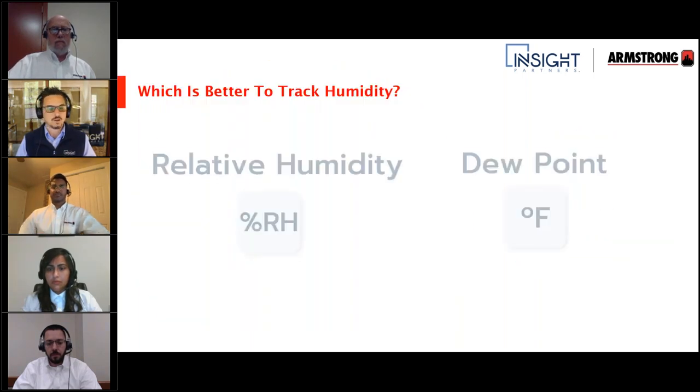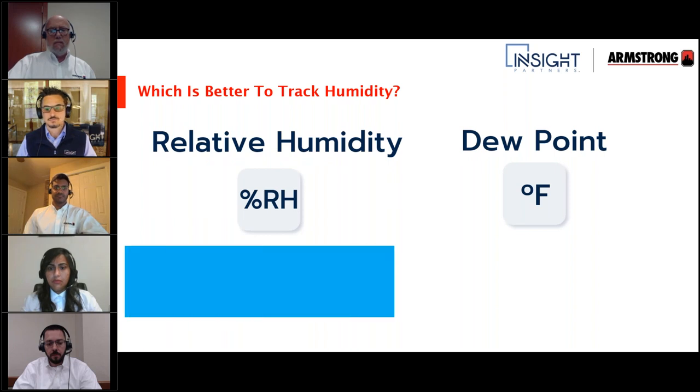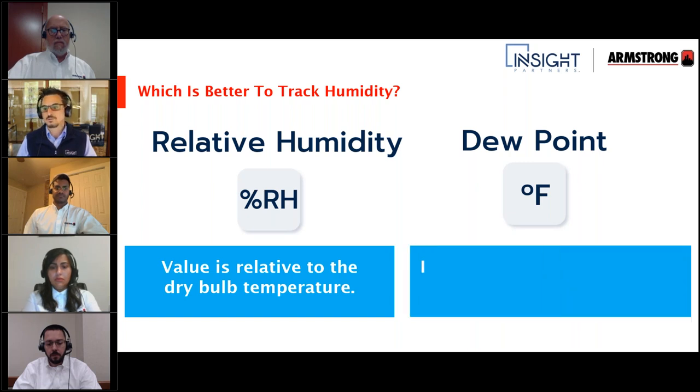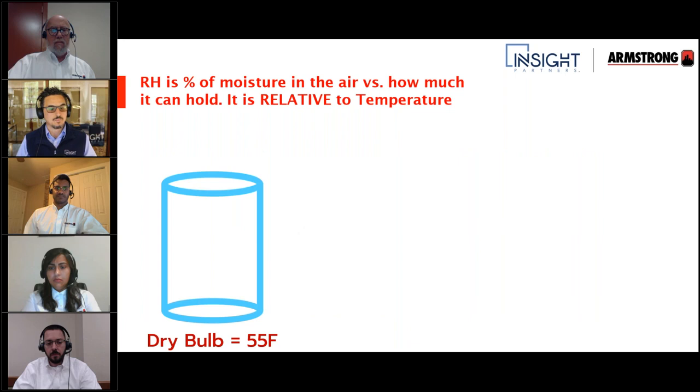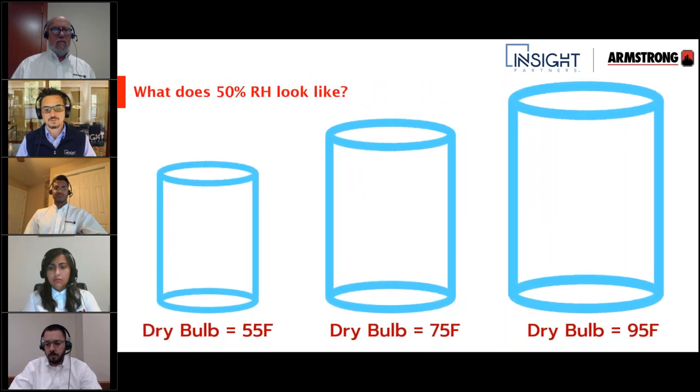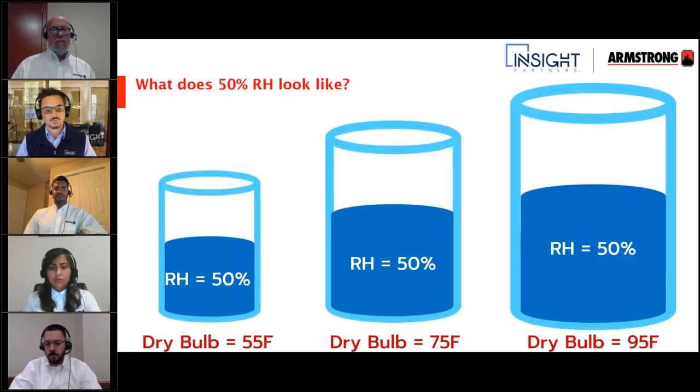So, just to recap, relative humidity, the value is relative to the dry bulb temperature. I think we've talked about that a few times. The dew point temperature increases in value as the moisture in the air increases. We go back to our example. What does 50% RH look like? If we have our 3 containers, volumes of air expanding with the dry bulb temperature, go ahead and fill these up and label them like we did before. So this is where we were at before.